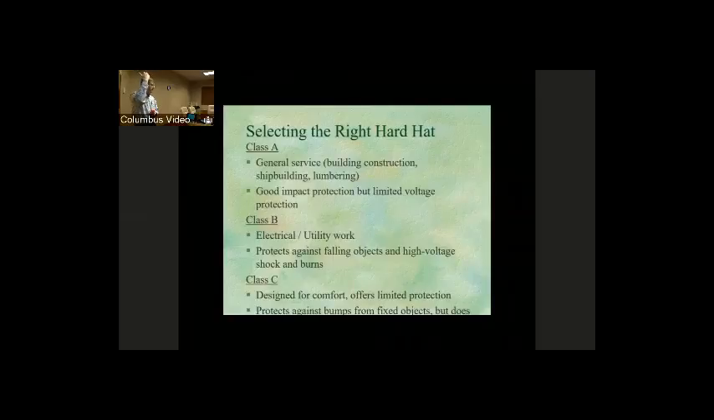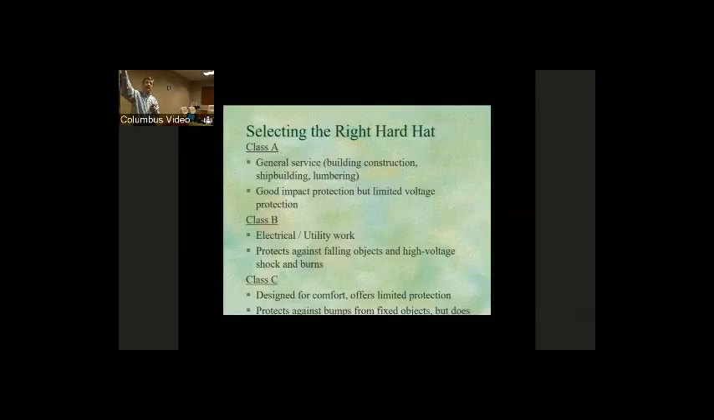It's got to have a good liner inside that fits properly. The bill has to be on the front. It's not allowed to be on the back. I see it all the time where people have it on the back. That bill is designed to protect the front of the face, the forehead, the eyes, the nose. It doesn't do any good if it's turned around backwards. It has good impact resistance, but it is not protective in case of electrical exposure.